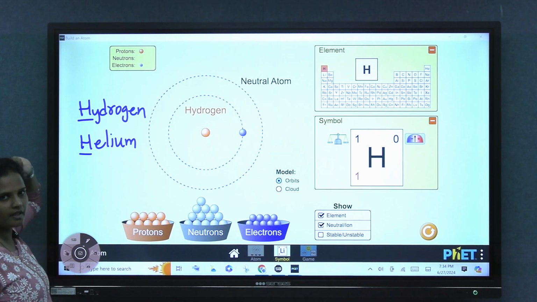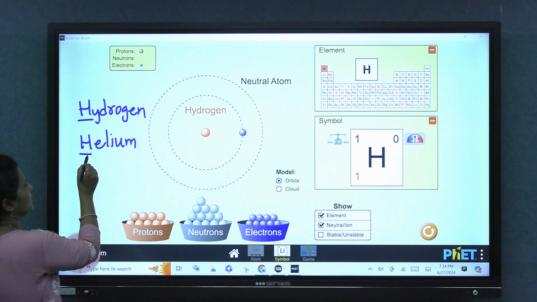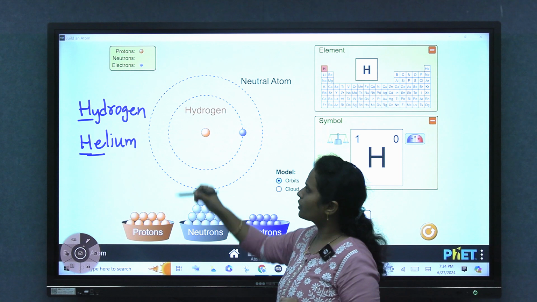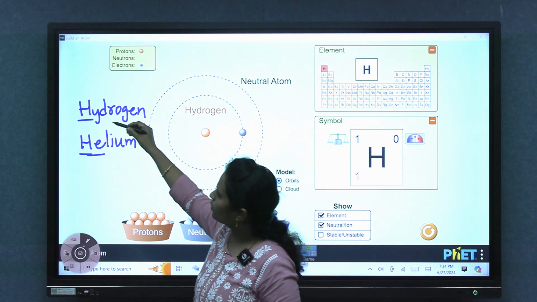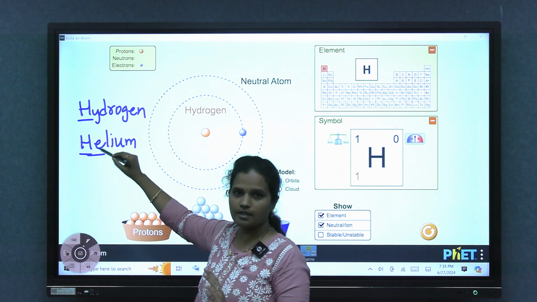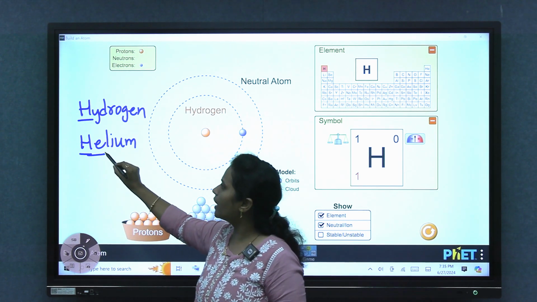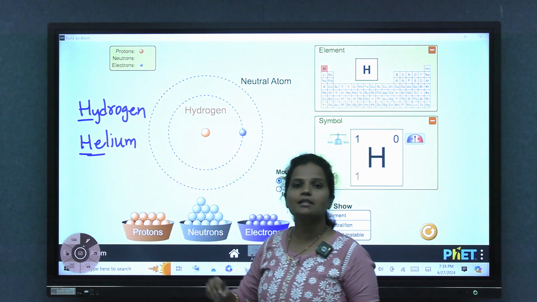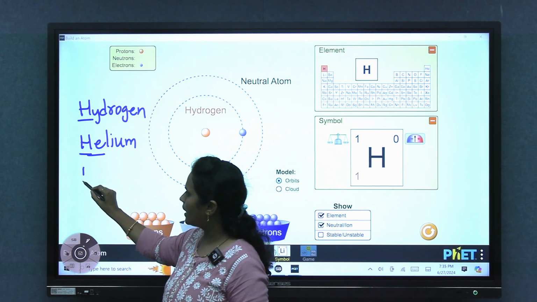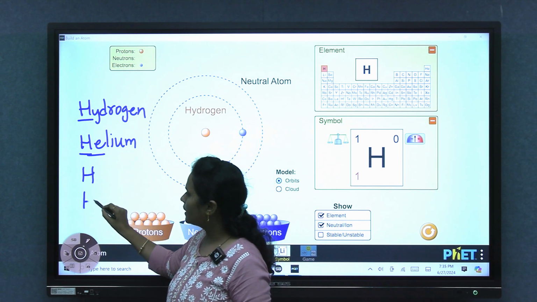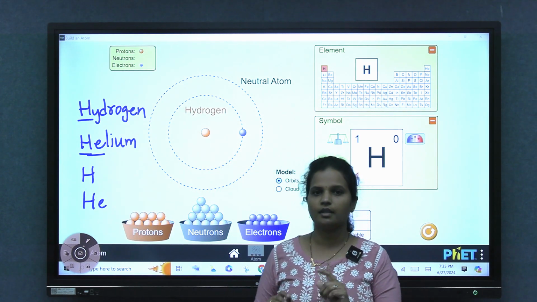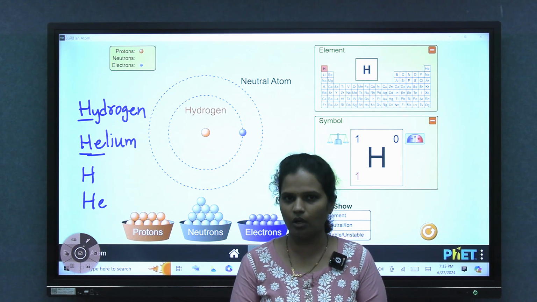In both the cases, hydrogen and helium, both start with the same letter. If it starts with the same letter, then we are going to take the second letter as the symbol of helium. So both are the same. In order to differentiate, we are going to take the second letter as the symbol of the element. Always the first letter should be capital and the second letter should be a small letter. This is the first method of giving the symbol of an element.